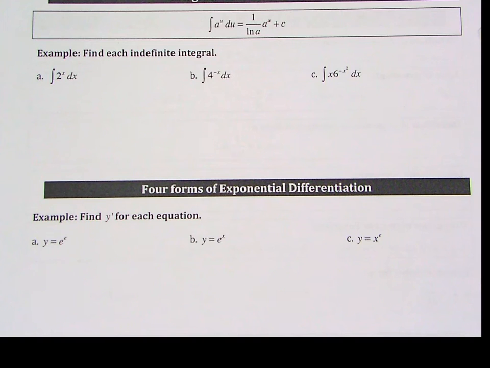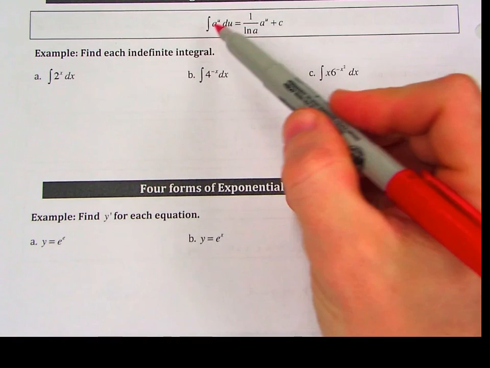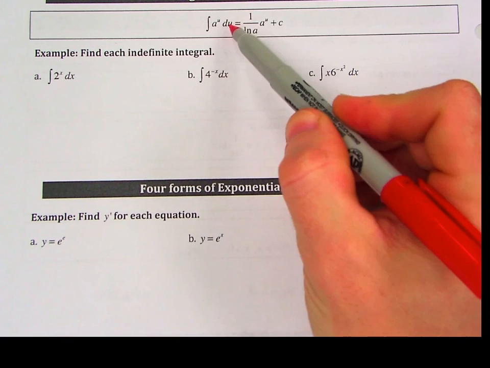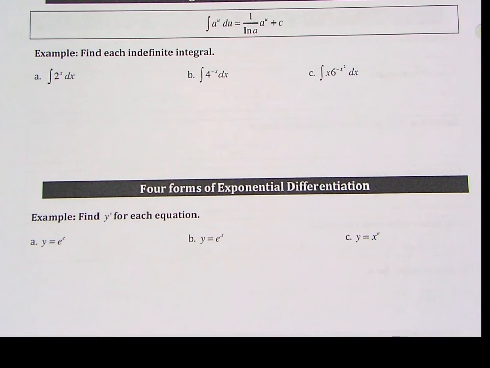All right, today we're going to do integrals for bases other than e. And again, we just have to keep remembering that integration is the opposite process of differentiation. And so it's really the same thing, we're just going backwards now. And so here we have the integral of base a to the u power with respect to u.